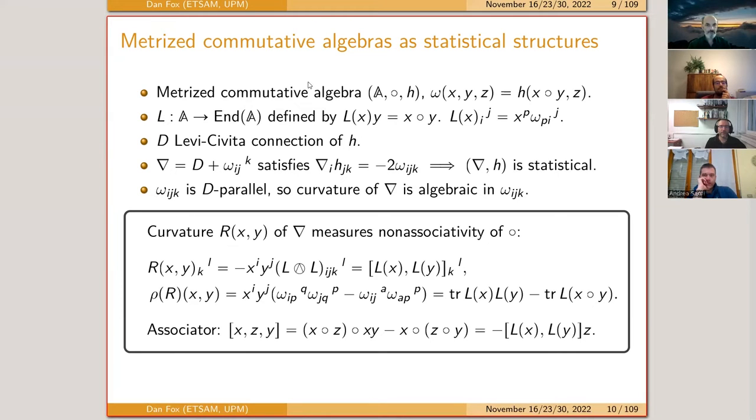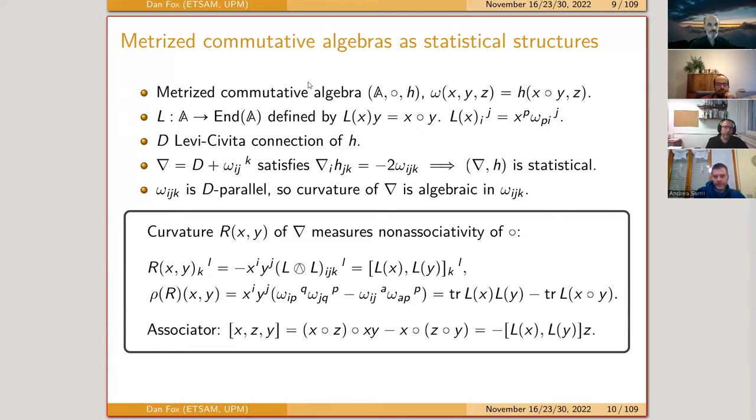So we can think of the Levi-Civita connection of this metric. This is a metric on a vector space. It's a constant thing. This is the flat connection. So I'm modifying the flat connection by a parallel tensor. Okay, this is a parallel tensor. This is a cubic form on a vector space. So this structure tensor, they're constants. So this modified connection, however, need not be flat anymore. It satisfies this relationship. And so if I skew in i and j, I get zero. That means that this determines a statistical structure.